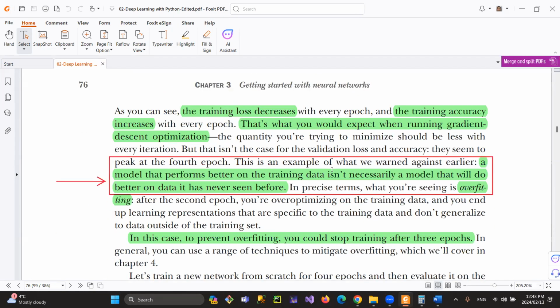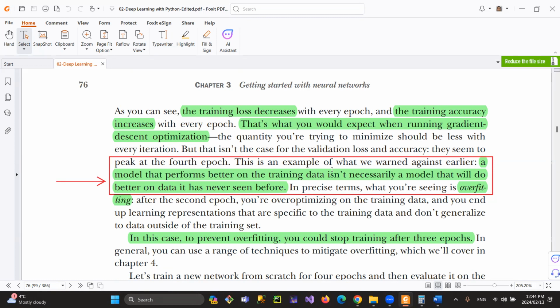Okay, getting to page 76. It says that, as you can see, the training loss decreases with every epoch and the training accuracy increases. That's what you would expect when running gradient descent optimization, because the responsibility of gradient descent optimization is to find lower loss values. I repeat, that's the job of gradient descent optimization, to find lower loss values. The quantity you are trying to minimize should be less with every iteration. But that isn't the case for validation loss and accuracy.